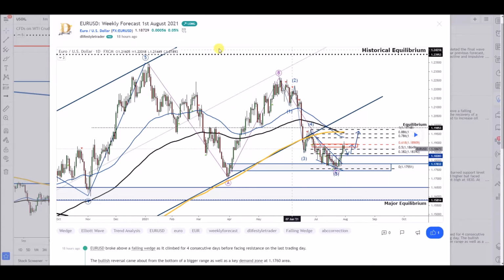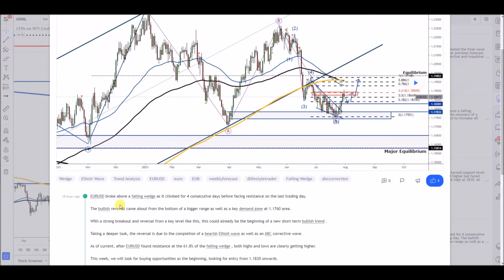Alright, so to start off, let's start with the euro against the US dollar. The euro US dollar broke above a falling wedge as it climbed for 4 consecutive days before facing resistance on the last trading day. The bullish reversal came about from the bottom of a bigger range as well as the key demand zone at 1.1760.